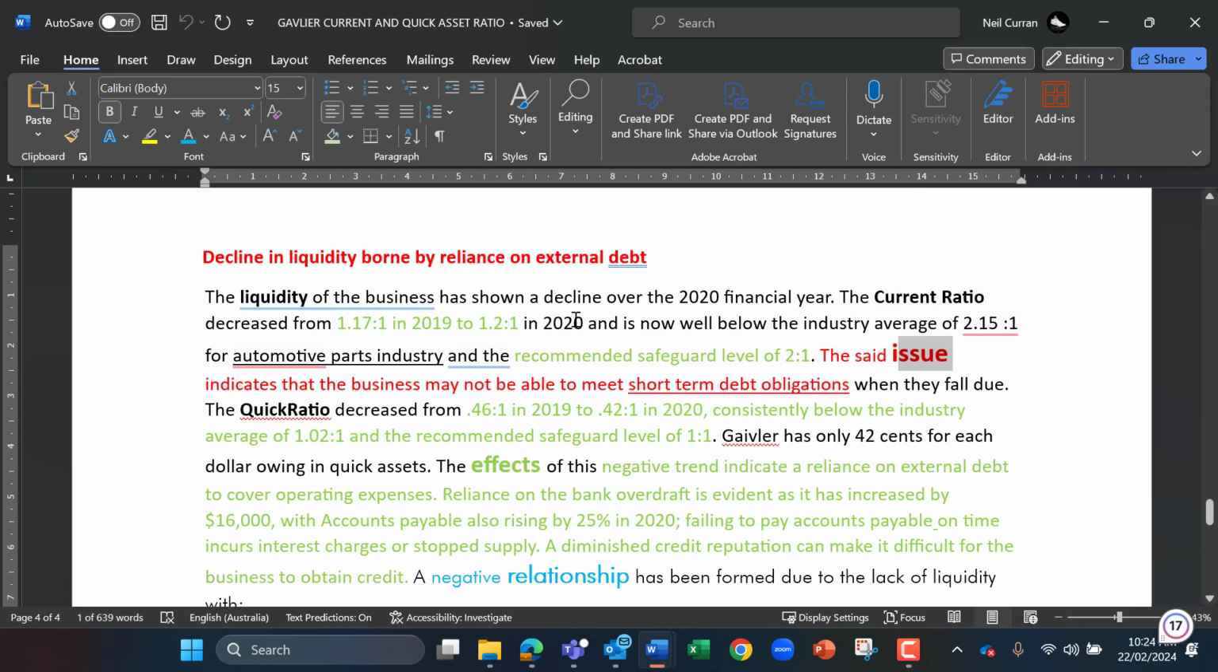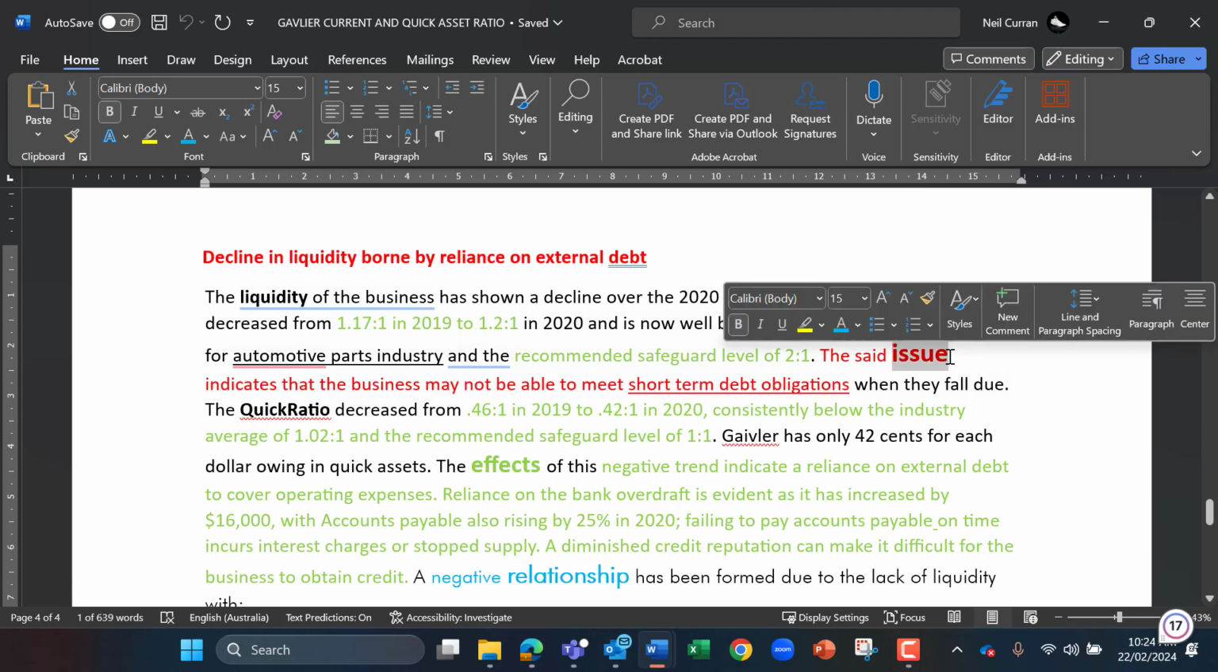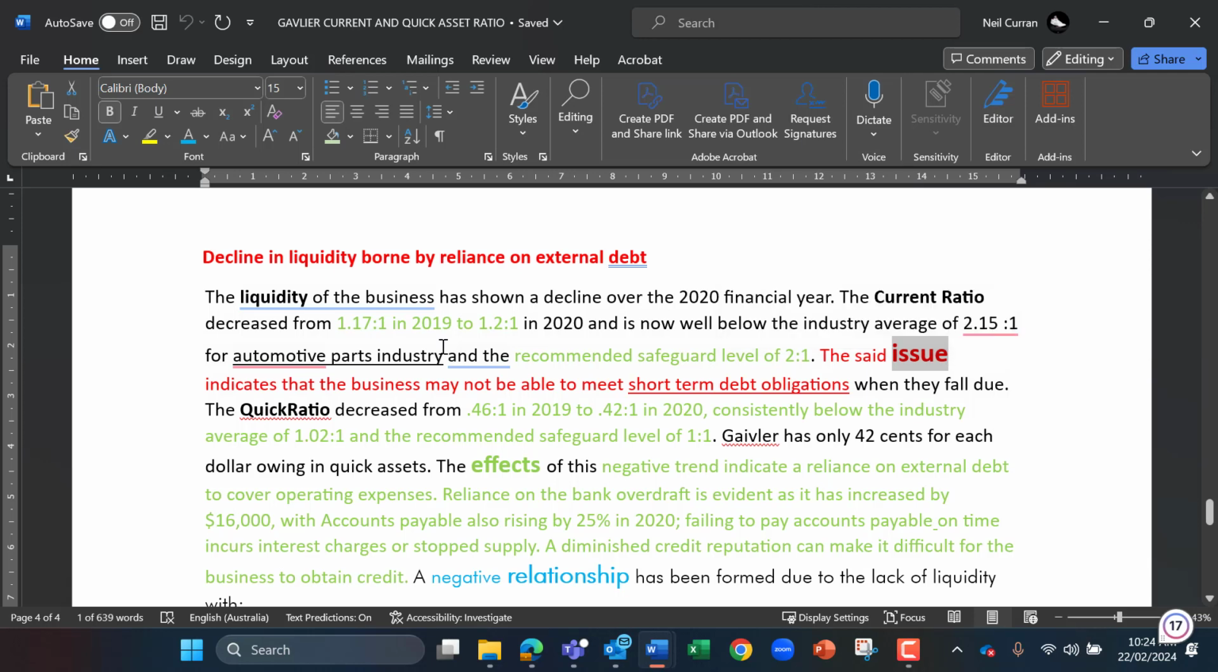Remember to use these keywords here as well. Issue, which basically are signposts to the marker, and also the confirmer, what you have actually identified as being the main issue and to explain that issue. Okay, so the lack of cash flow indicates that the business may not be able to meet short-term debt obligations. In other words, our accounts payable.